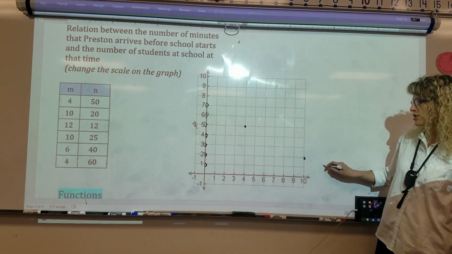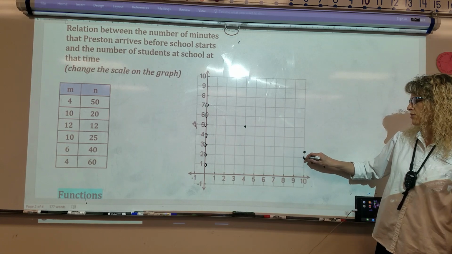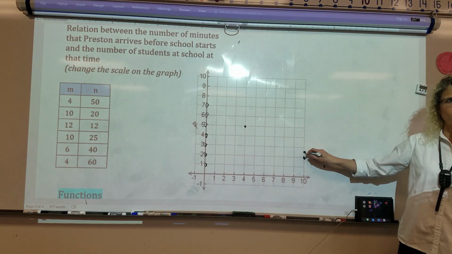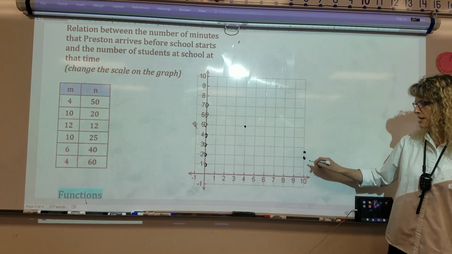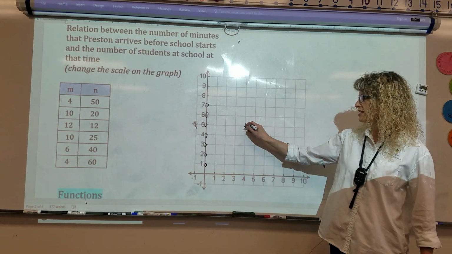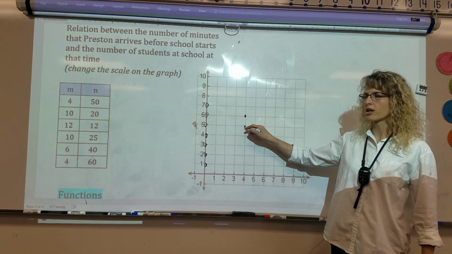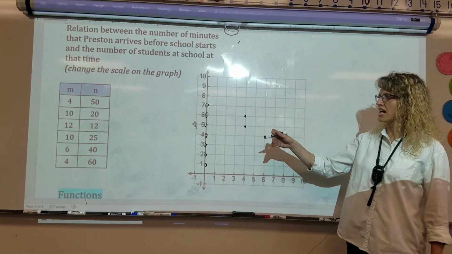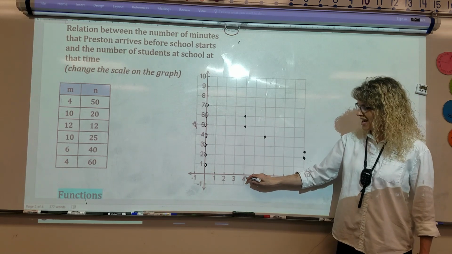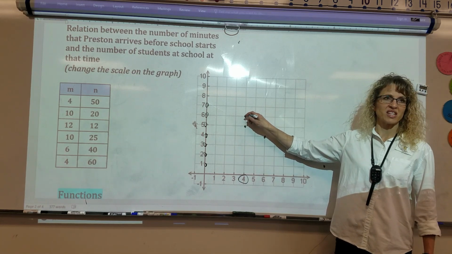There were 12 students. 10 minutes, there were 25? Wait a minute. I thought 10 minutes was 20. Oh, 10 minutes is also 25? Yeah. There's something weird going on there, so just keep that in mind. 6 is 40. And 4 is 60. I thought 4 was also 50. That's kind of weird. So maybe this data was taken not in one day, but maybe there were 2 separate days of data. The weird thing is that if I input a 4, I have an output of 50 and an output of 60.